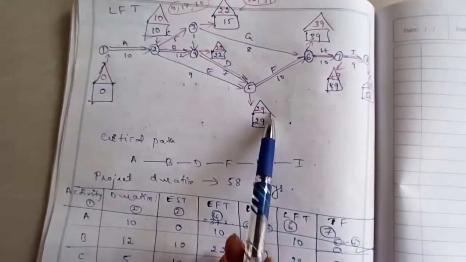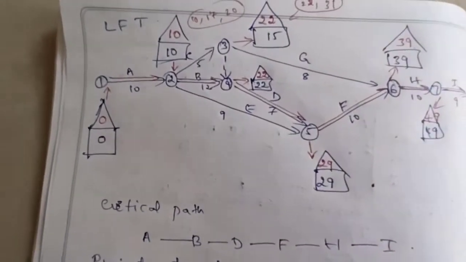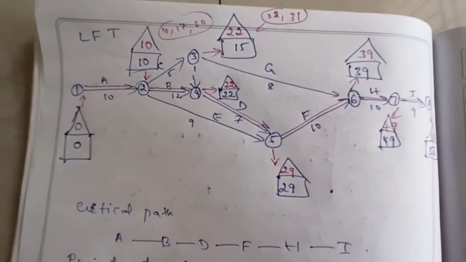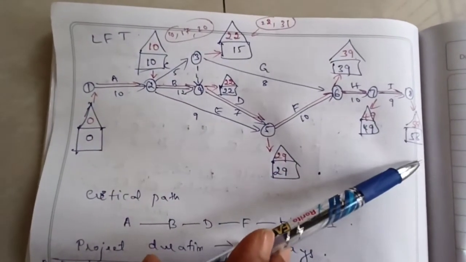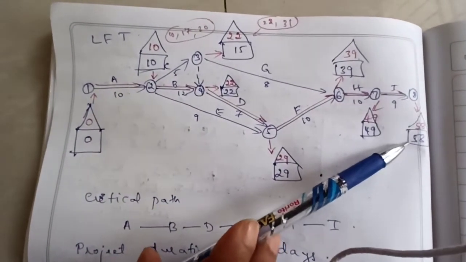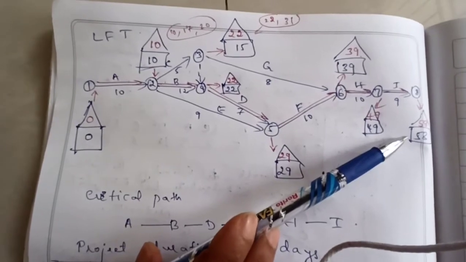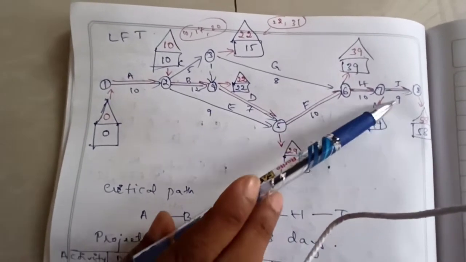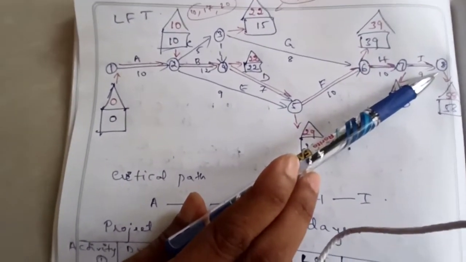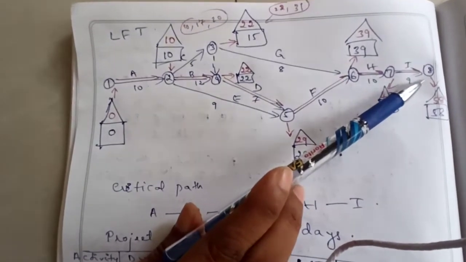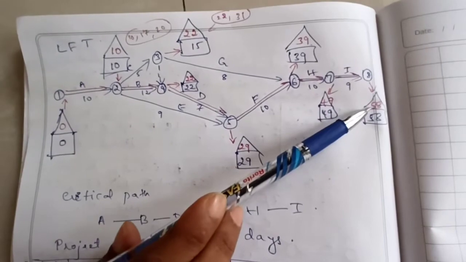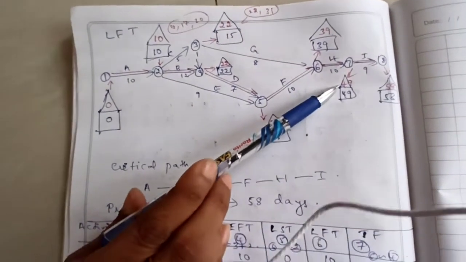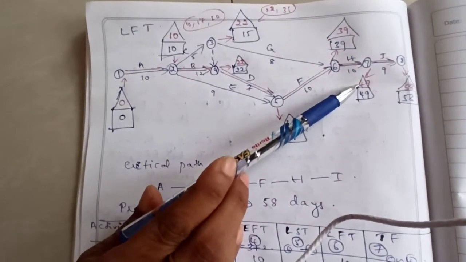Then we have to write the LFT values. While writing the LFT values, we need to start from the end node, because we are writing it at the tail of each activity. So this is the tail node of each activity. 8 is the tail node for I. So it is 58. Starting with 58, 58 minus 9 is 49 at the seventh node.